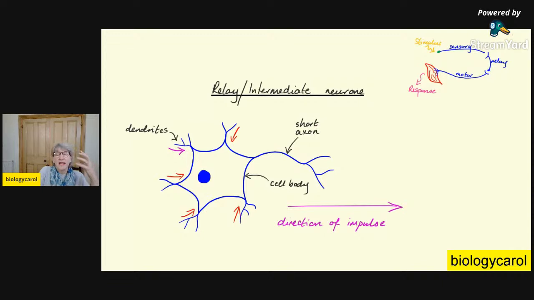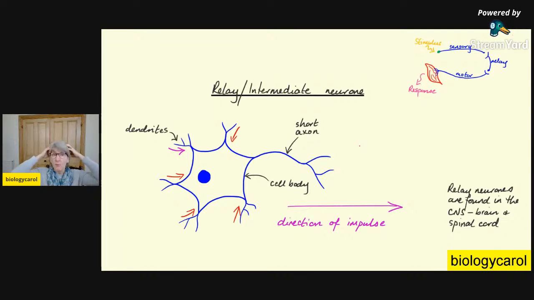But notice it's short relative to the other neurons. This is really quite short. These relay neurons are what make up our brain and actually the neurons in our spinal cord. These are the ones that are doing all the coordinating between themselves. All right, they are connected. Get your head around this.